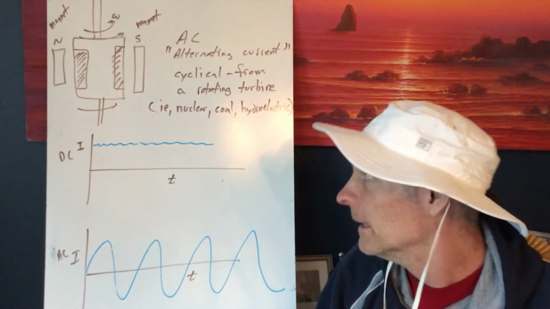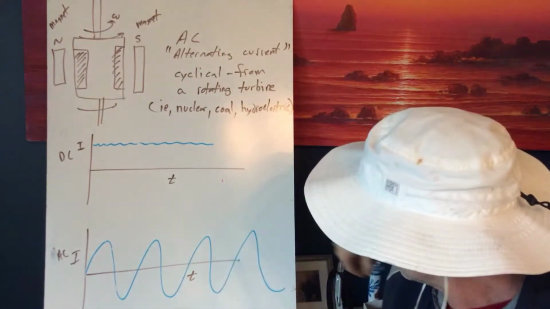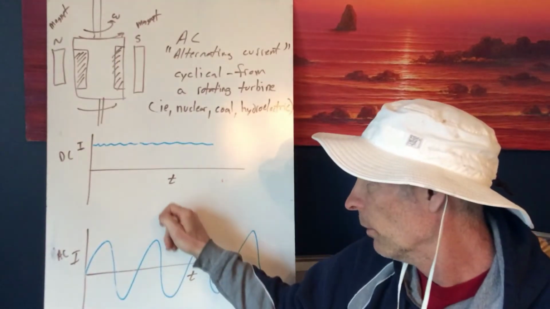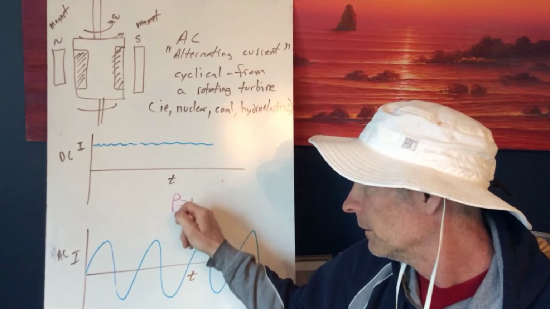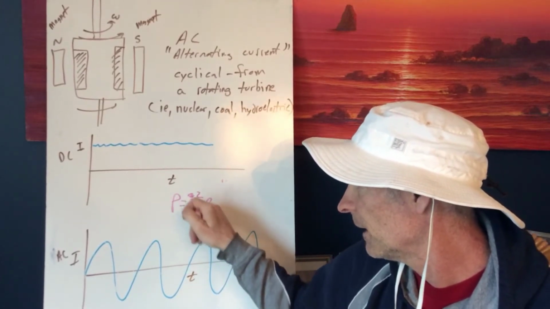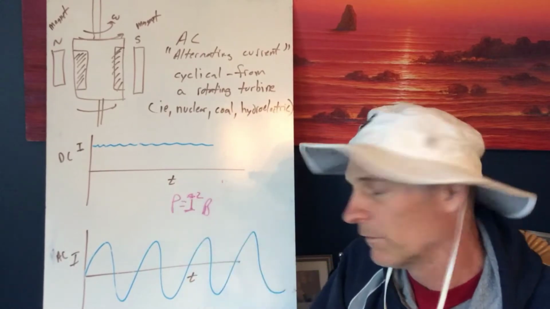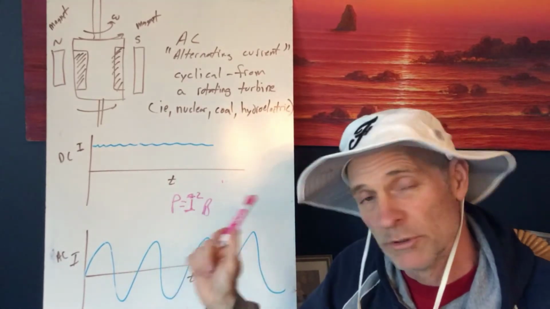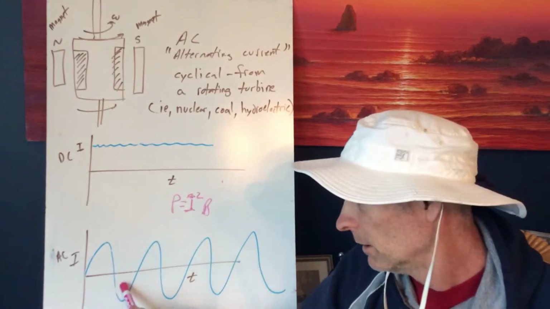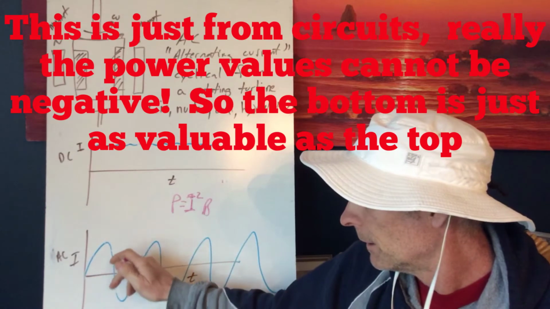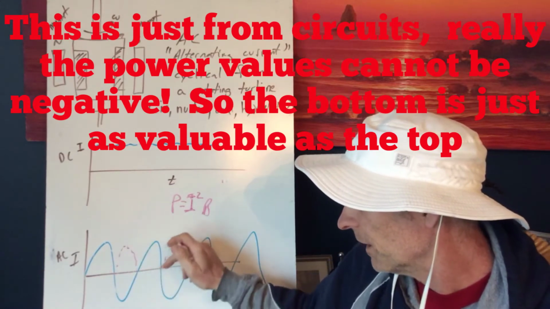Well, it actually matters if we take a look at power. Power, you'll remember, was I squared times R. Another definition of power, I squared times R. So if power is I squared times R, it doesn't matter if the current is negative, because power is not negative.